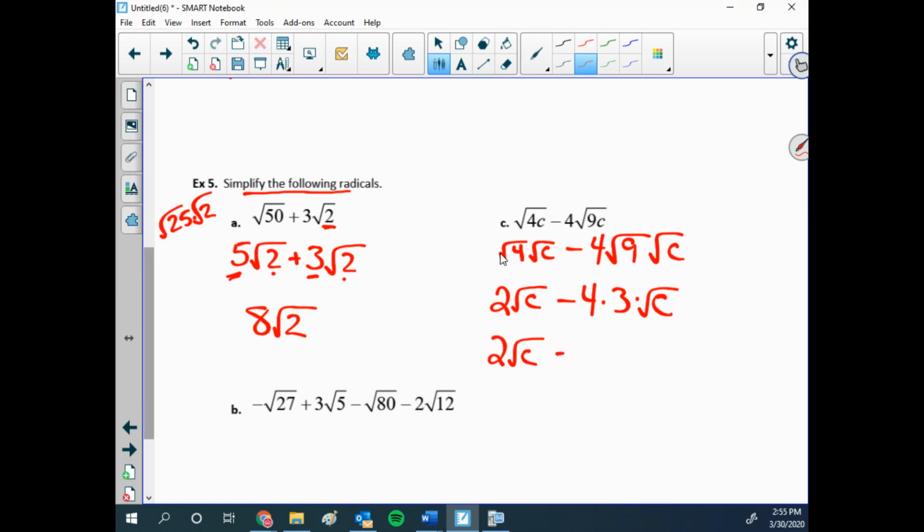So minus 12 root C. And now I have like terms. Same index, same radicand. So I add or subtract those coefficients. So 2 minus 12 is going to give me negative 10. And the radical will stay the same.